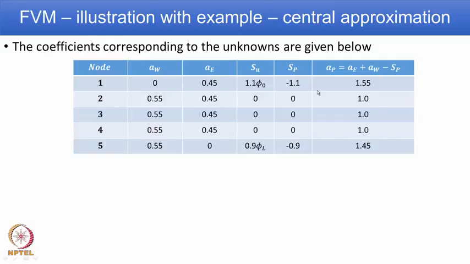We also mention the point of interest node P, which runs from left to right. In this case it runs from 1 to 5. We also mention that the point of interest node coefficient AP is related to the neighboring nodes' coefficients, and that is what is written here. AP is equal to AE plus AW minus SP, and you can cross check here. Take any one example, for example node 2: 0.55 for AW and 0.45 for AE, and there is no source term, hence AP is just 1 and it is shown here.